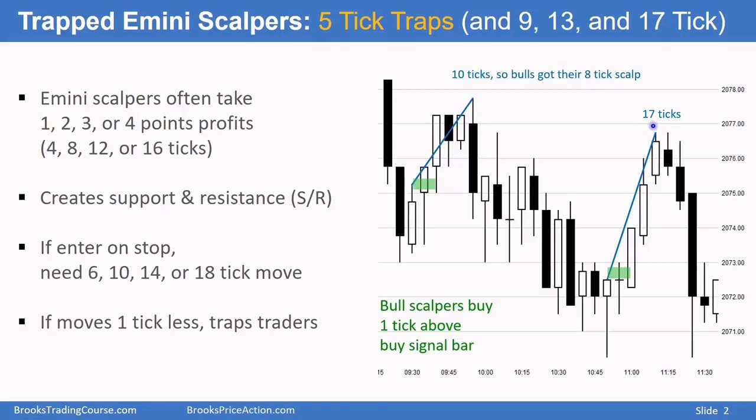Most of those traders would not get their profit. Their order would not be filled. And then when they see this, they have to be thinking, uh-oh, it hit my limit order, did not fill me, and now we have a bear bar. So maybe I'm trapped. Maybe this is a 17-tick trap.